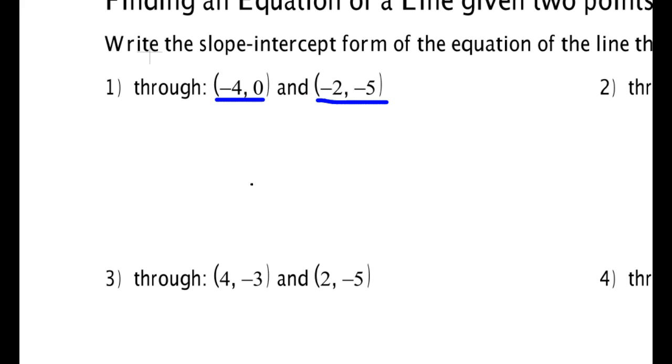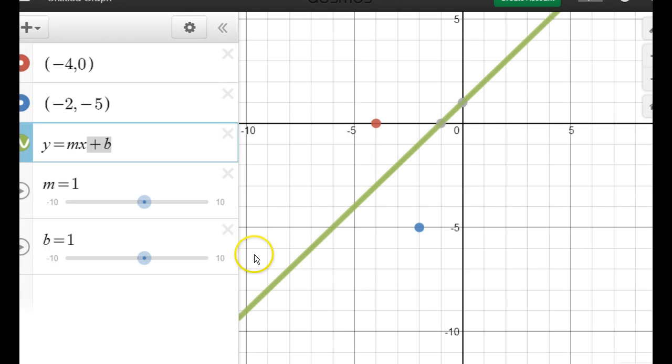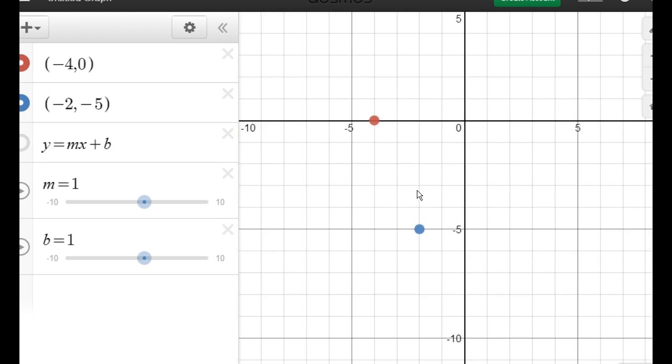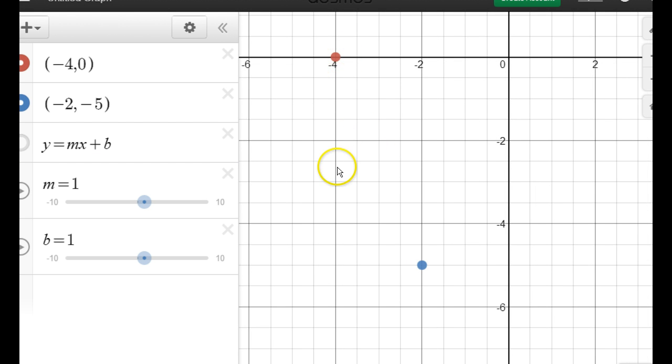Okay? Now, the idea, of course, is on your paper, there's no graph, right? So I'm going to show you on a graph, but you want to be able to do this without a graph, but we'll use the graph to help. So looking at the graph, what is the slope of this line that goes through these 2 points? What's the rise and what's the run? So we start here. How far do you have to go down? Down 5. And it's going to be right how many? 2. So you know the slope is -5 over 2.